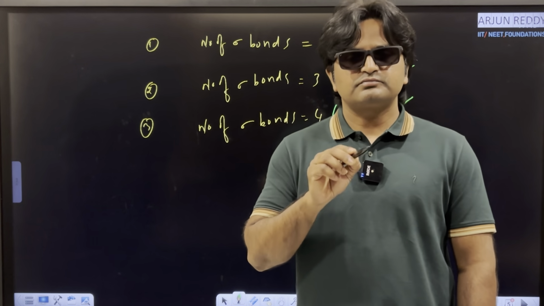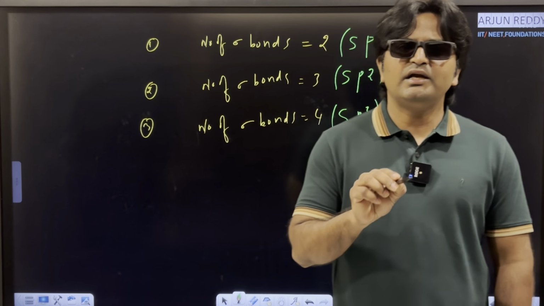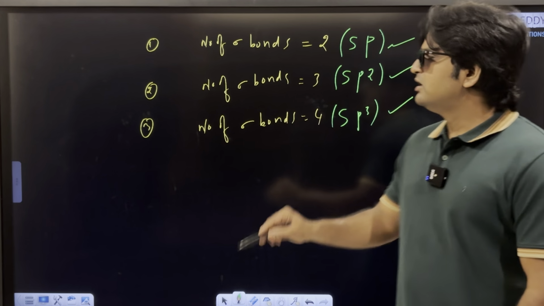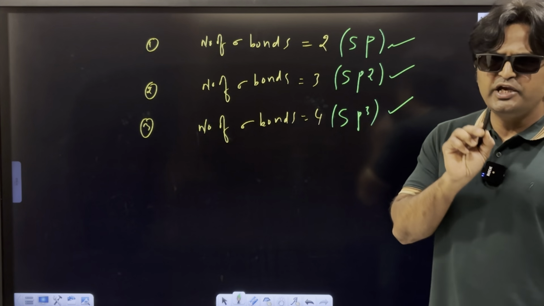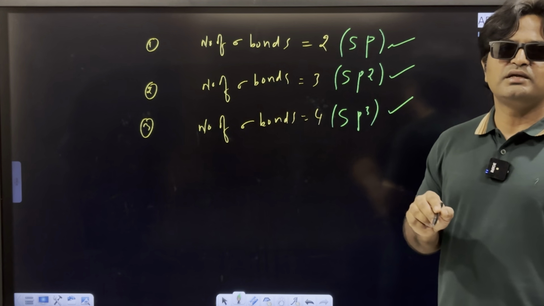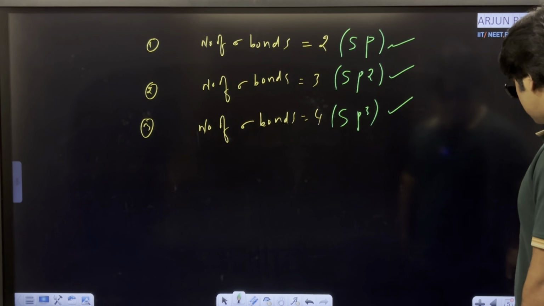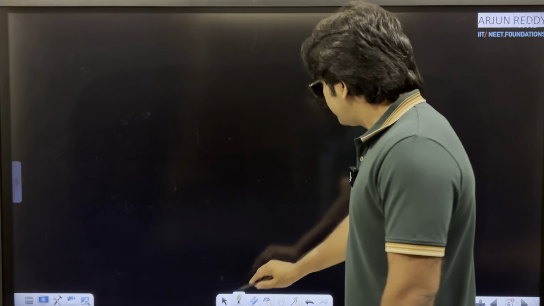sp, right? Next one, around the atom, three sigma bonds are present. Then what is the hybridization? sp2. And four sigma bonds are there, sp3 hybridization, right? And one more important point.